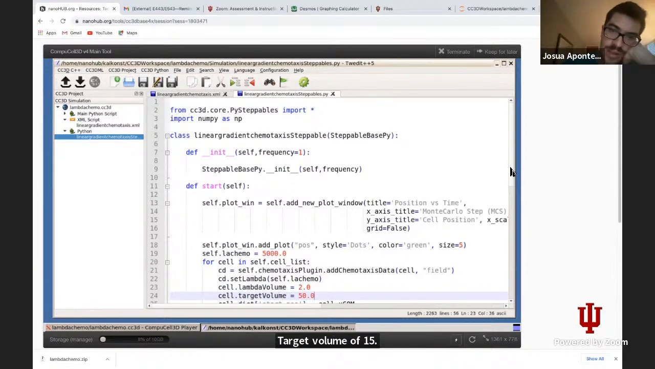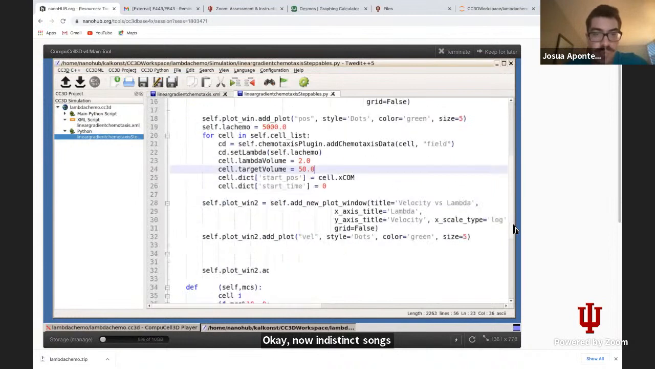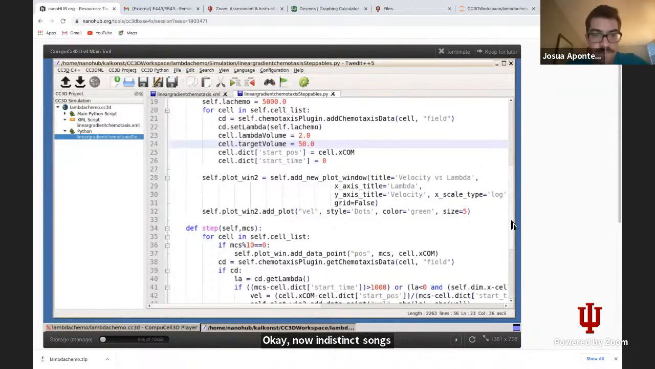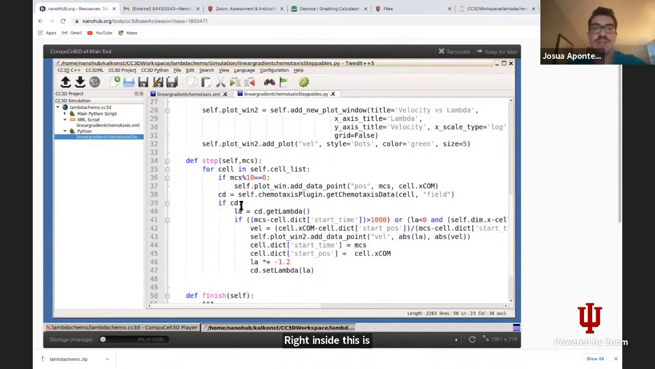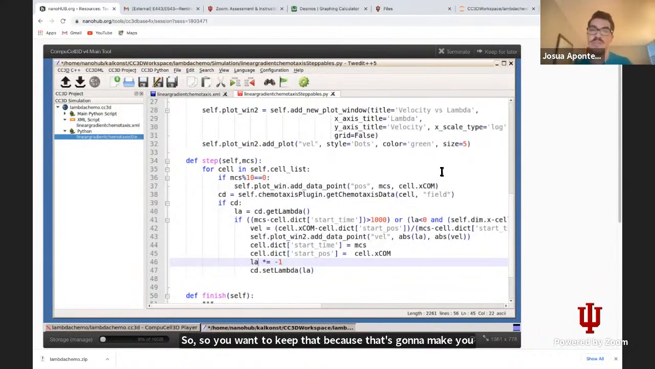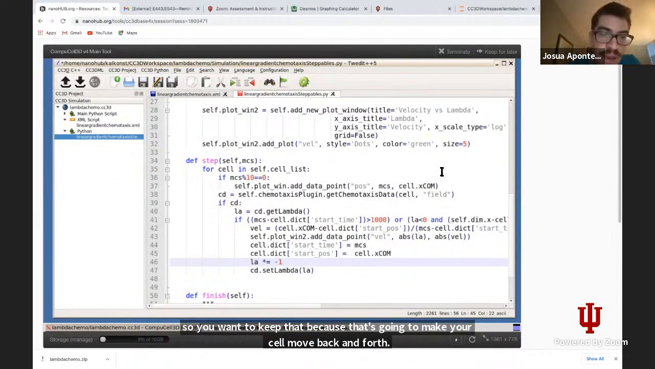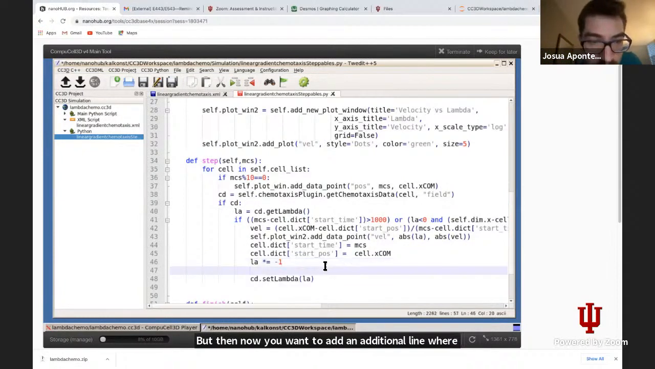Okay, now in the step function, inside this if condition, which is where we're changing the cell's direction, in line 46, change it to be just -1, because that's just changing the direction. You want to keep that because that's going to make your cell move back and forth. But now you want to add an additional line where you increase the lambda volume of the cell.